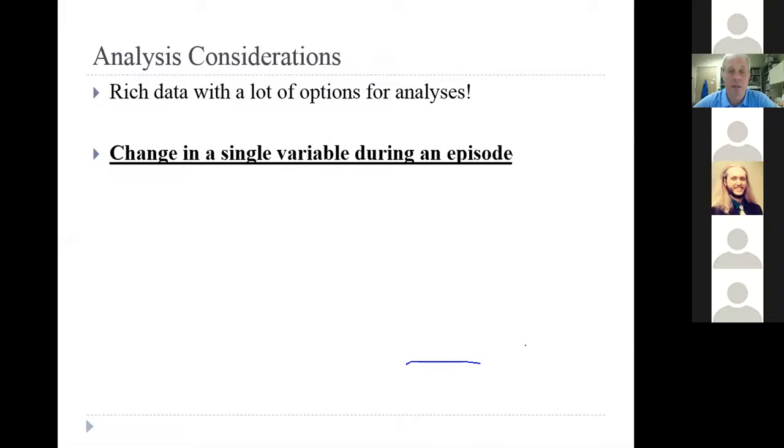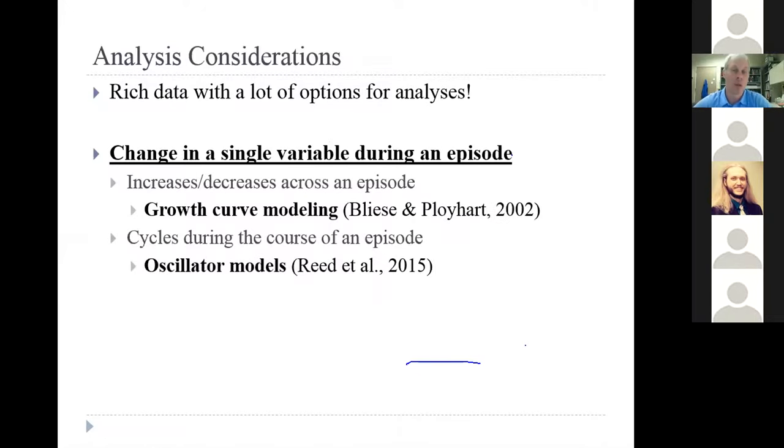Analysis consideration: there's a lot of data here, obviously, and it's intensively longitudinal. And so there's a lot of different options for analyzing it. One question that you might have is, how does a single variable change during the course of an episode? And so you can look at how they increase or decrease over the course of the episode, which can be analyzed using something like growth curve modeling.